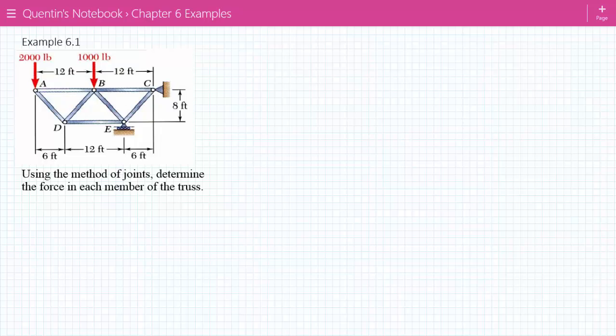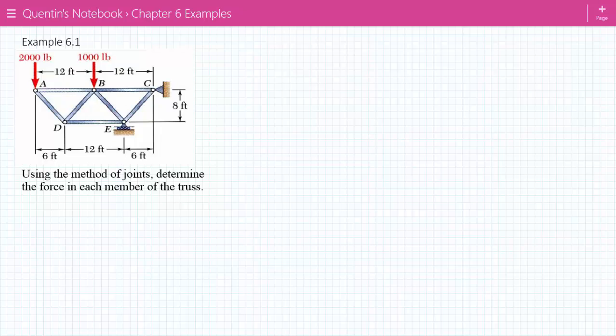Okay, we have example 6.1, and this is a great example of why you don't ever want to use this process if you can avoid it. We are trying to use the method of joints to determine the force in each member of the truss. Why do we not want to use this process?